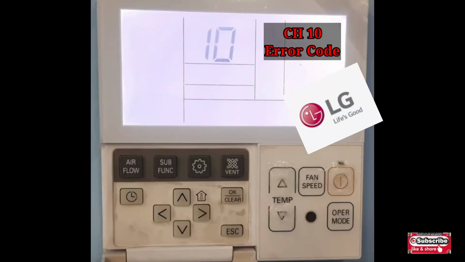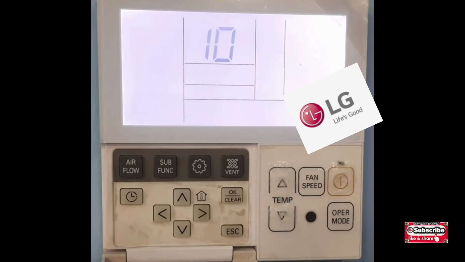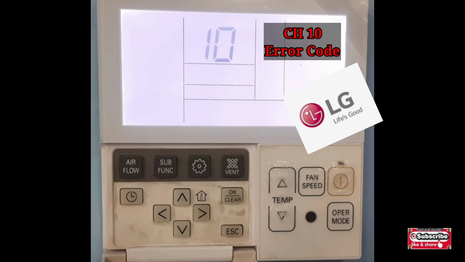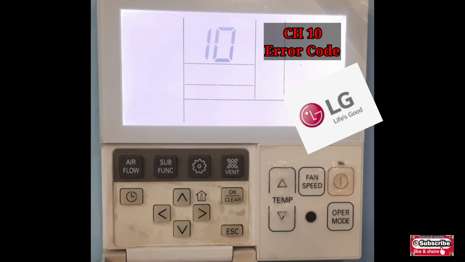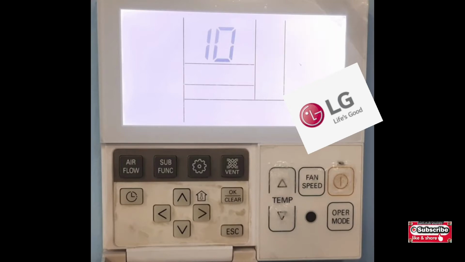Today our topic is about LG error code. It's LG error code CH10. It's a concealed unit of LG. So today we see why this error is coming, what are the reasons behind this error. So we will discuss in this video.